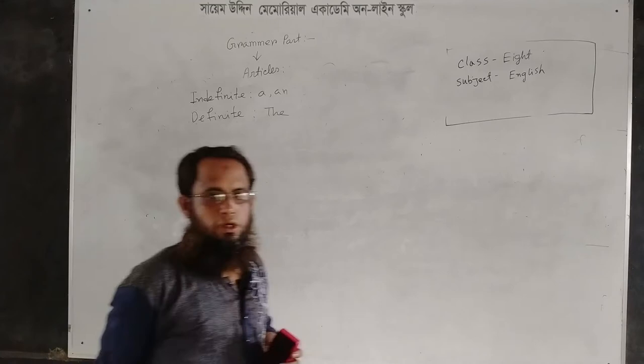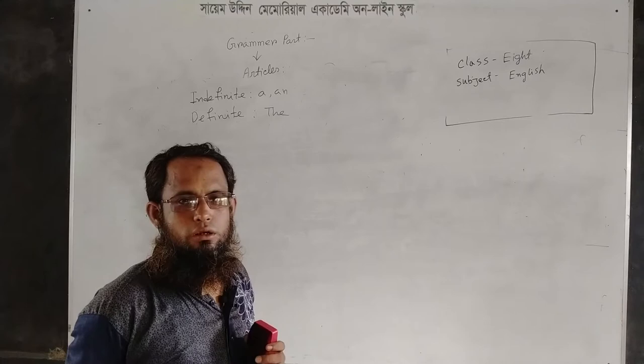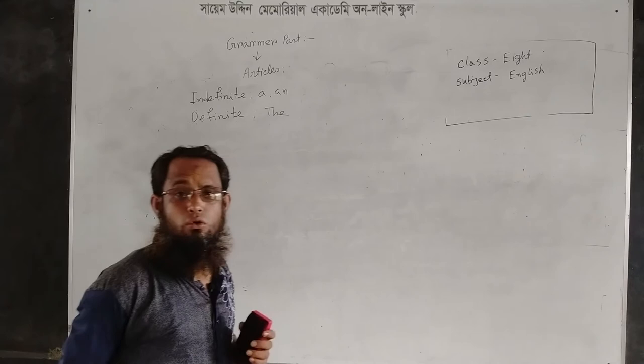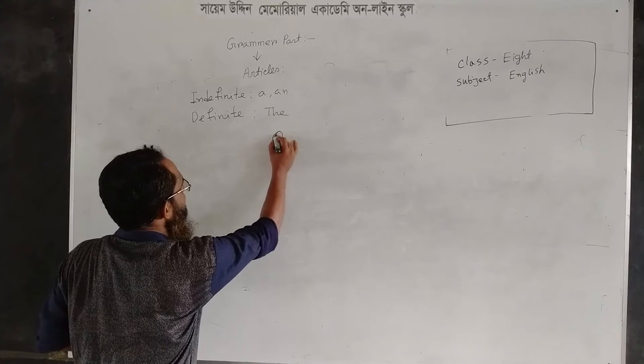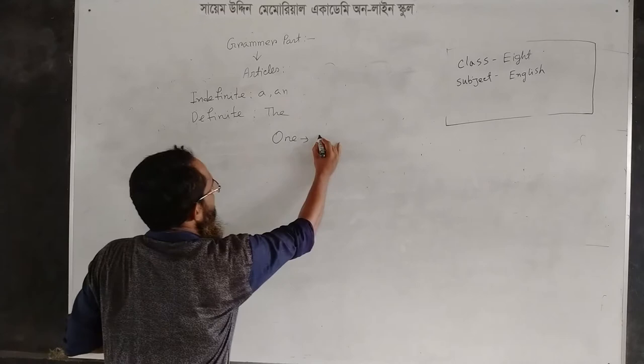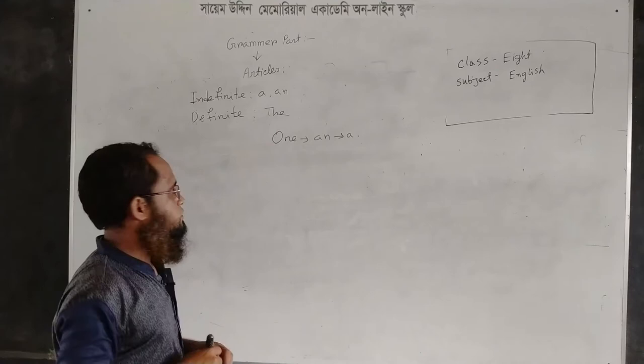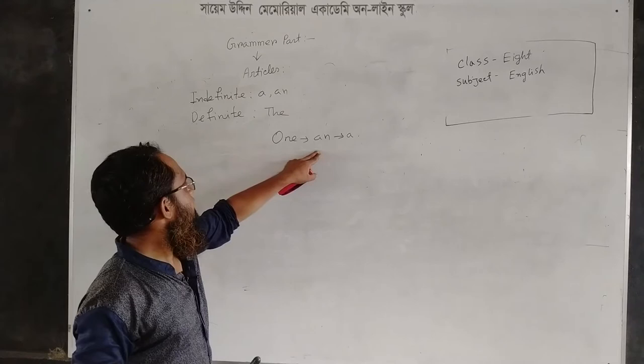If you want to clearly understand this definition, then you have to know the origin of articles. Do you know the origin of these three articles? Okay, here we go. Please focus on this word: one. That means one, a number. Okay, I think you have understood that A and AN, these two articles, have come from one. Or one is the origin of these two articles.